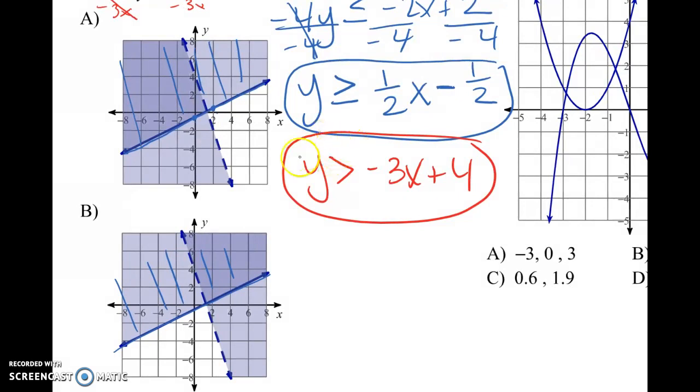Now let's look at the second line. Y is greater than negative 3x plus 4. So I should be at positive 4, and I should go down 3. 1, 2, 3. And over 1. Good. And it should be dotted. And if you look, it's the same on both of these. So that worked. It's where do we shade though? So here we should have shaded where y is greater. Y is greater up here, and it looks like they shaded down. So it should actually be here where y is greater. So we have B is our answer.